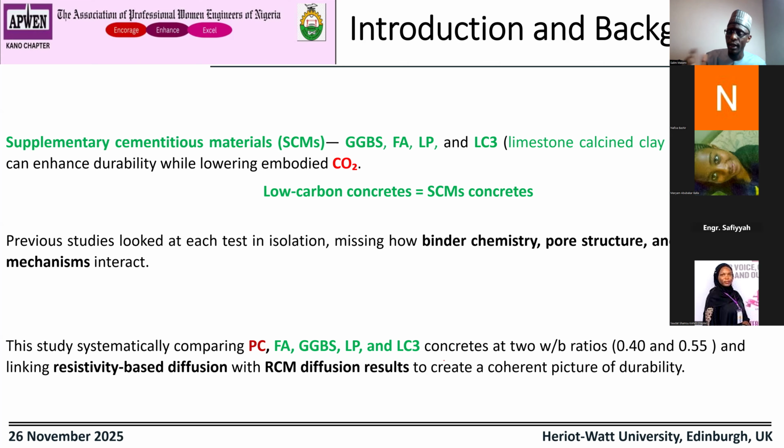So we produce this, we add limestone, and we add what we call calcine, that is the clay that is heated. Then we add cement to produce concrete with almost the same durability, or close to that of ordinary cement. So GGBS, fly ash, limestone powder and calcine clay can enhance the durability of concrete and lower the embodied carbon dioxide. That is what we are always after because of net zero. We are always trying to reduce the amount of carbon dioxide in the atmosphere.